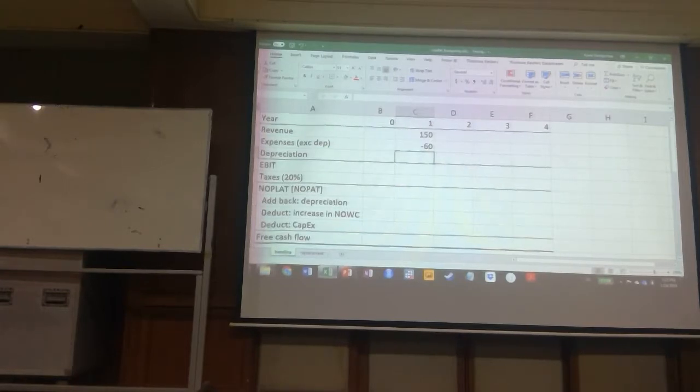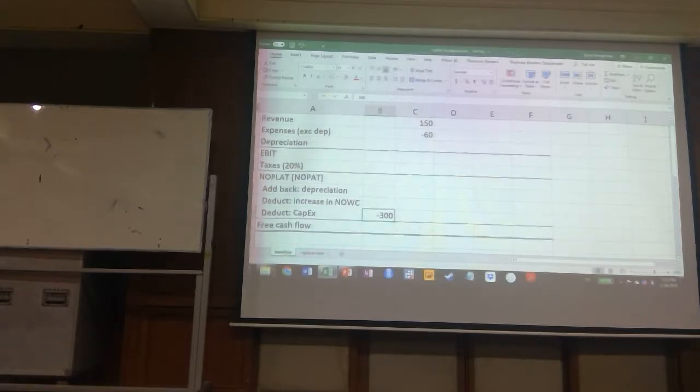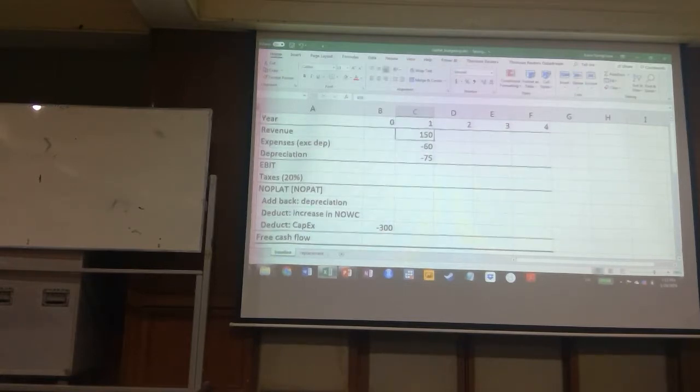Depreciation. It's best to start talking about the investment first. Our investment is 300,000. So this we reflected in the CapEx down here. That's our investment in the machine, 300,000. And we depreciate this over 4 years. So we're going to divide this by 4. Gives us 75.